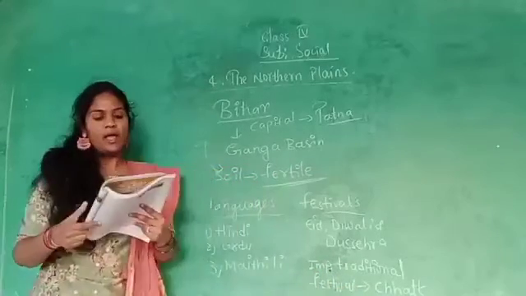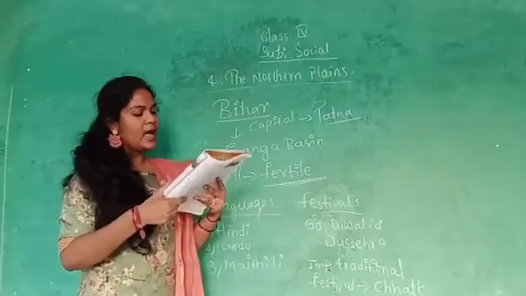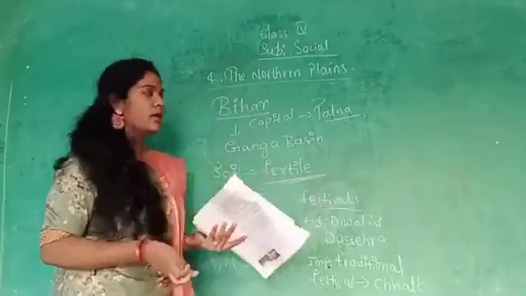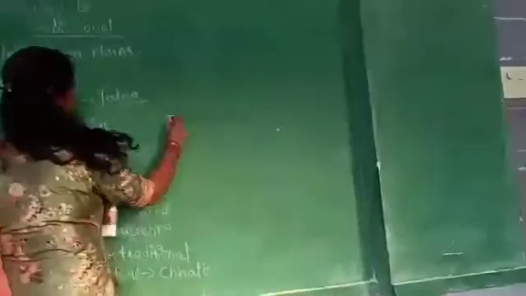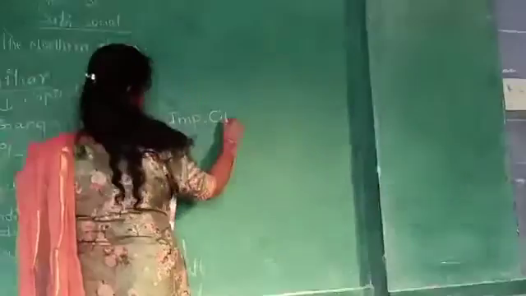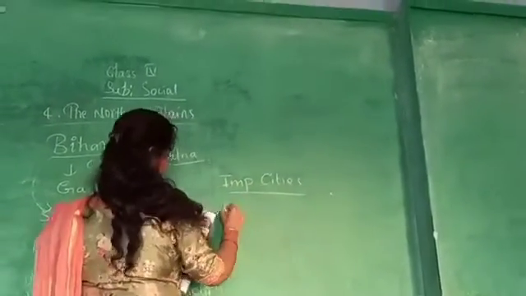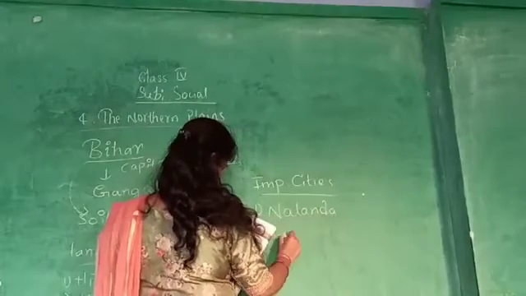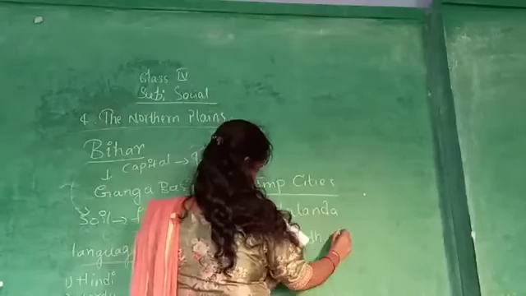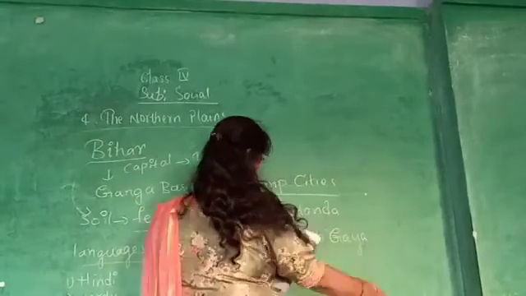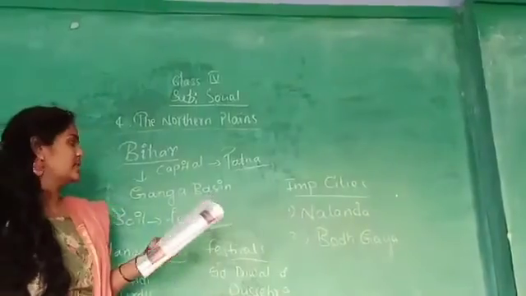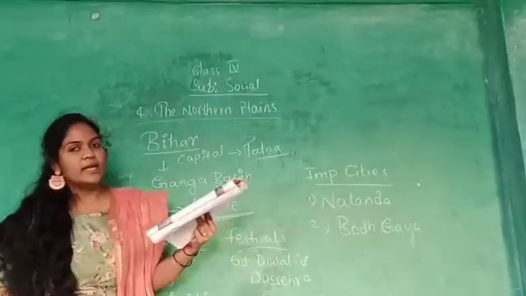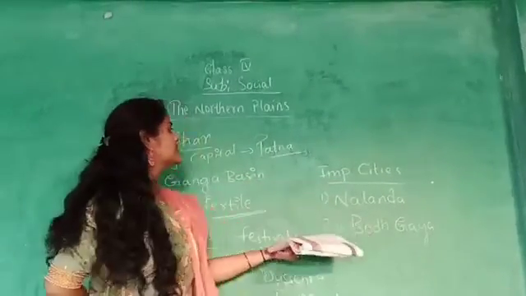Okay? And Nalanda and Bodh Gaya are cities of historical importance in Bihar. So important cities I am writing here. What are the important cities? Nalanda, Bodh Gaya. These are the cities of historical importance. It means it is there in history. These are the important cities from Bihar.